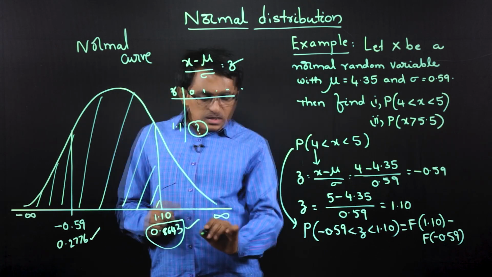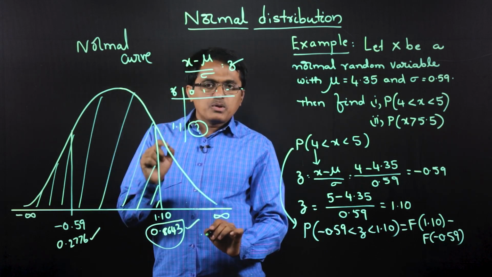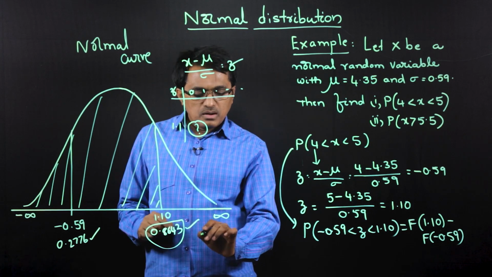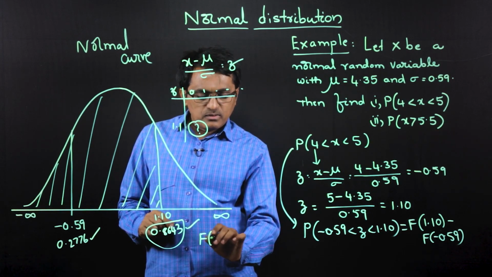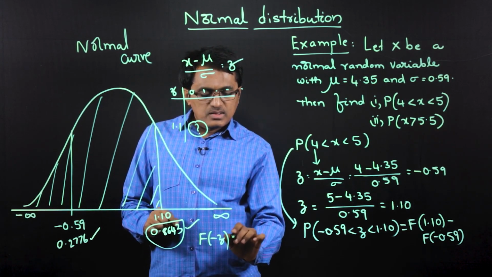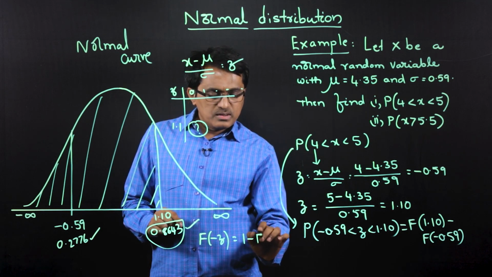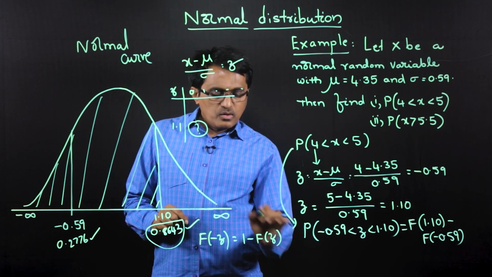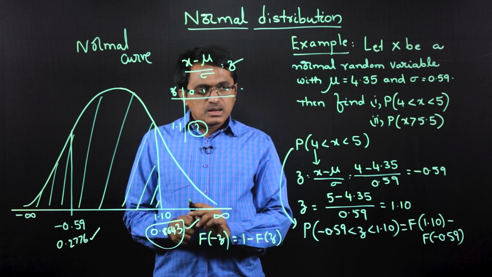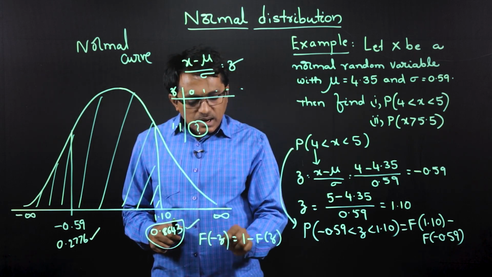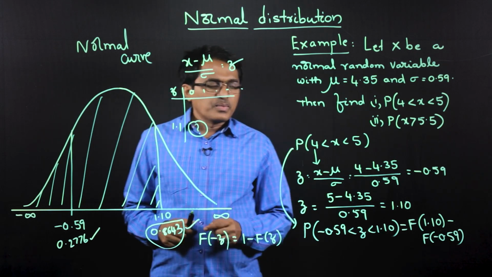Here, if the normal distribution table values are not available for a negative value, then we can use this relation, that is f of minus z equal to 1 minus f of z. So, whenever we want to find the values corresponding to minus z, we can use this relation.